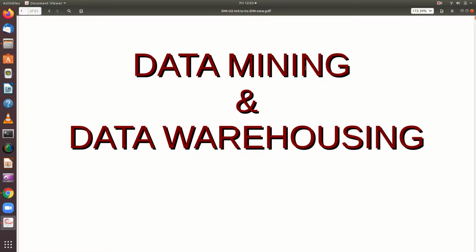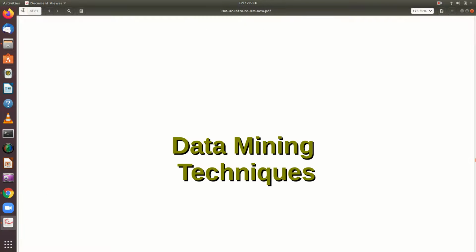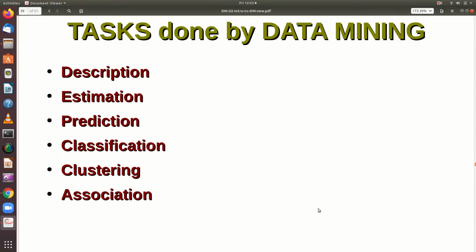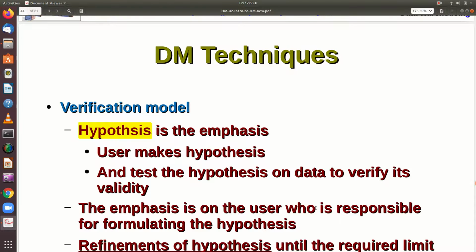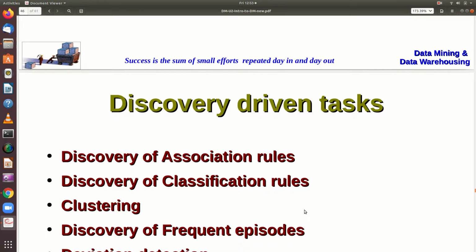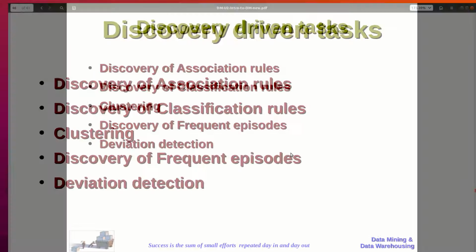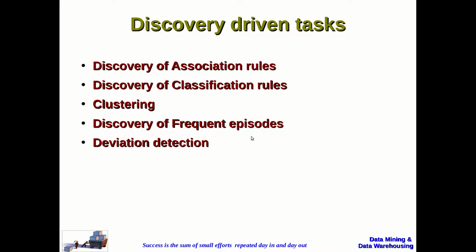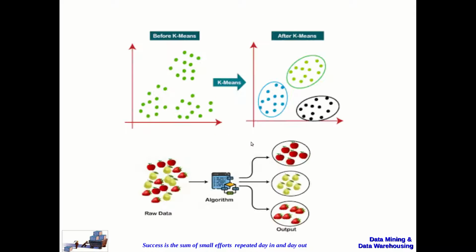In that second module of the data mining and data warehousing course, we are currently discussing data mining techniques, in which we have already covered what is the verification model and what is the discovery driven model. In the discovery driven model, we have already discussed the discovery of association rules, discovery of classification rules, clustering, and discovery of frequent episodes. Now we are going to talk about what is the deviation detection technique.